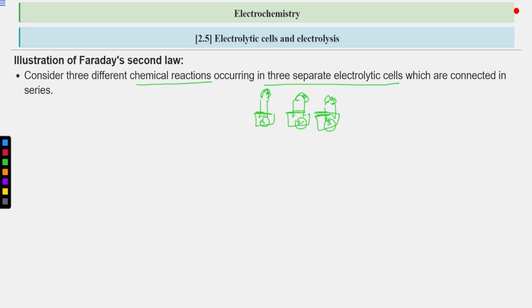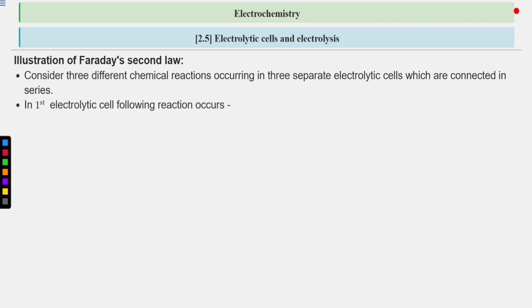which are connected in series. These three cells are connected in series. In series means, as you have studied in physics when you study resistance in series, they are connected through the same wire. In parallel means they are connected in parallel wires. These are the connections made in parallel, and this is the connection made in series. So we are considering three different electrolytic cells, in which the chemical reaction is occurring, and the cells are connected in series.